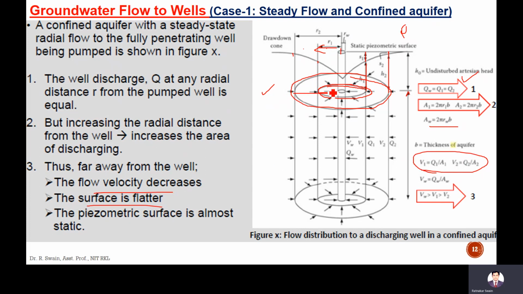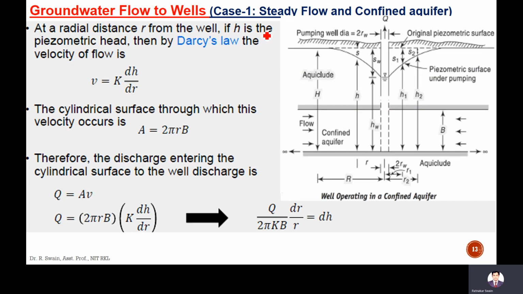The surface is flatter. If you see this surface, it is flatter. The piezometric surface is almost static, which means it attains a static condition, or you can say steady state.